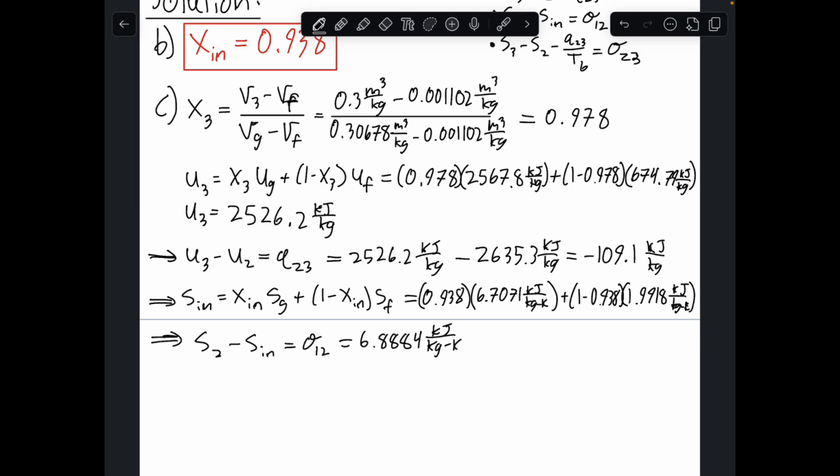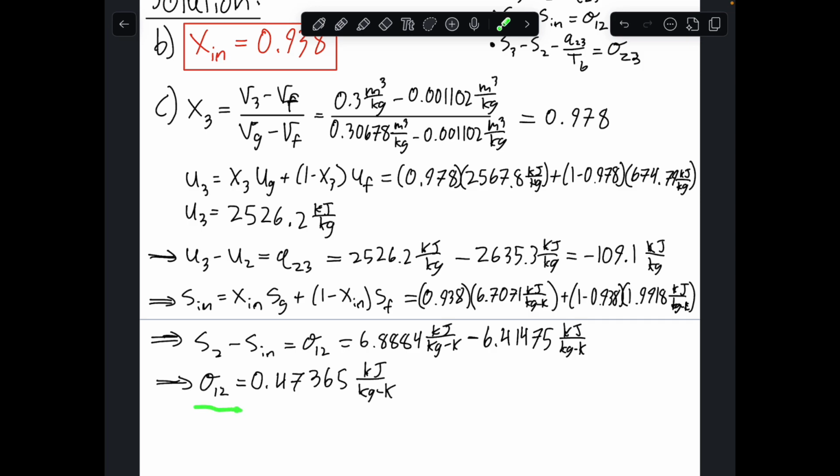I'm running out of room, but I'm just going to write it down here. So this should give us a value of about 6.41475 kilojoules per kilogram Kelvin, somewhere around there. So we should get that our sigma from 1 to 2, our entropy generation term, should be equal to about 0.47365 kilojoules per kilogram Kelvin.